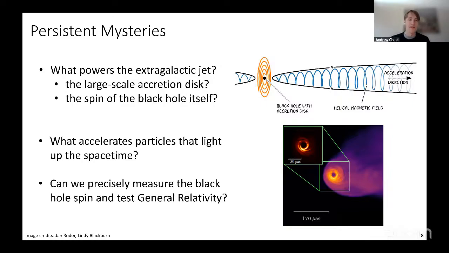I also work on problems like trying to understand how particles are accelerated that produce the light that we observe, and how we can most precisely measure the black hole spin and test general relativity with these images. But the focus of my talk mostly today will be on understanding these jet power questions.